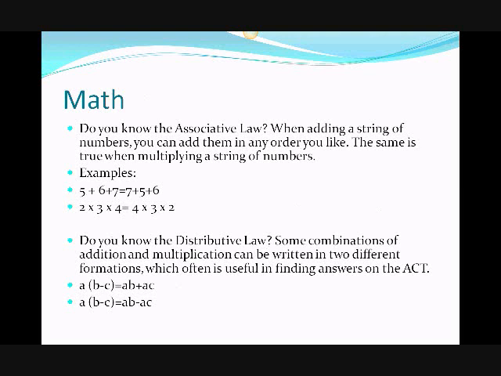Do you know the distributive law? This can be very helpful. And sometimes the way they write things on the ACT is just this law right here. So if you look at the example, A times (B minus C) equals AB minus AC. And another example is AB. Oh man, that's a typo. The first one should be A times (B plus C) equals AB plus AC. And the second one is A times (B minus C) equals AB minus AC. Excuse that typo, please.